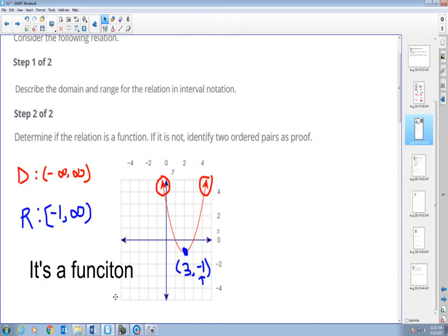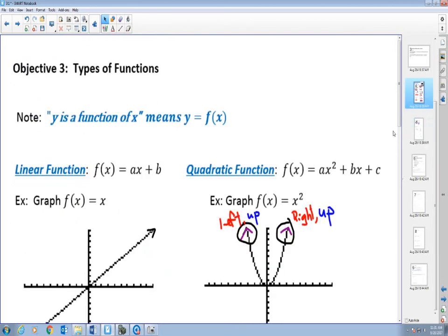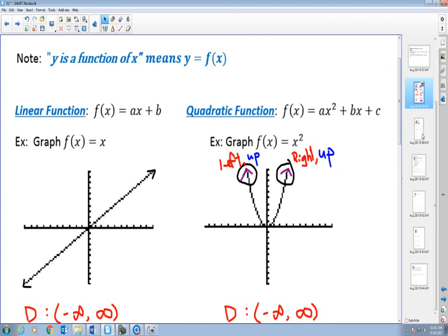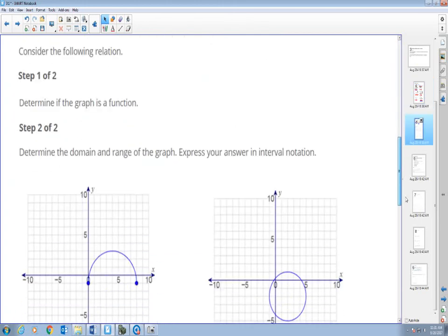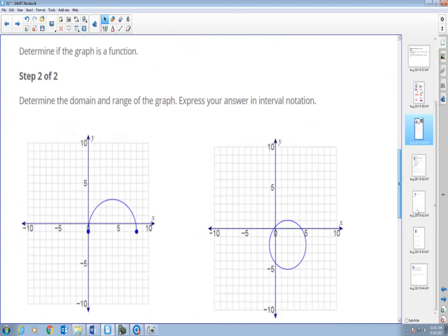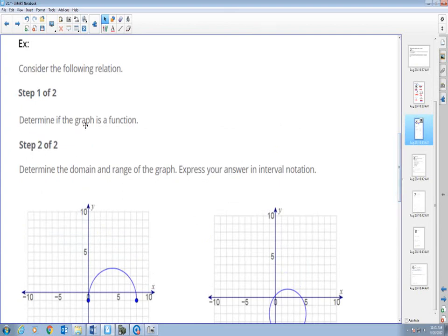Okay. All right, that's not too bad. Of course, all the stuff that I drew here are functions, so we know this is a function. Alright, let's try these two right here. Determine whether the graph is a function or not a function first. Then we're gonna figure out the domain and the range.